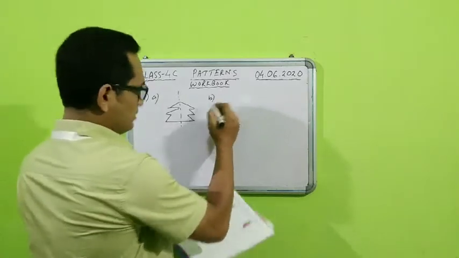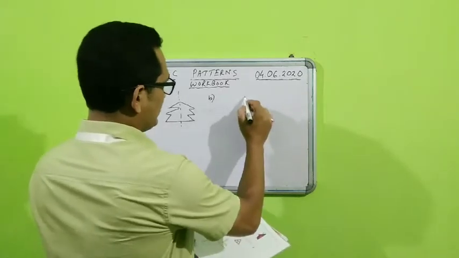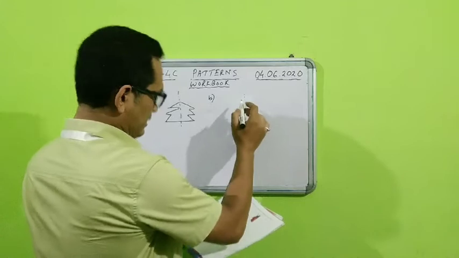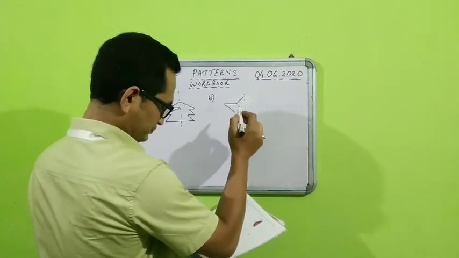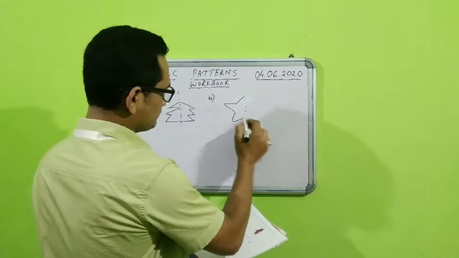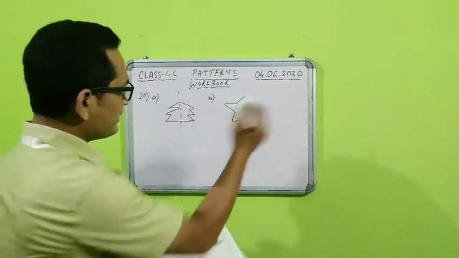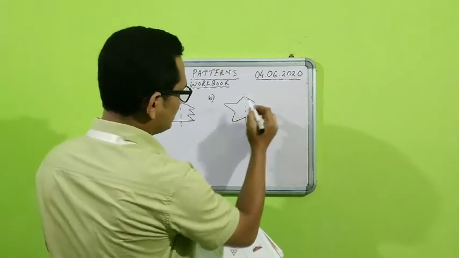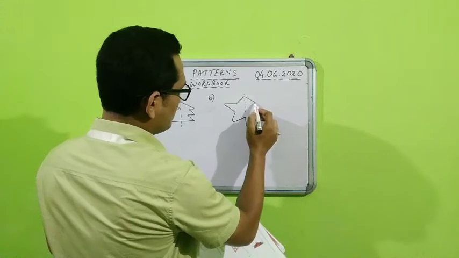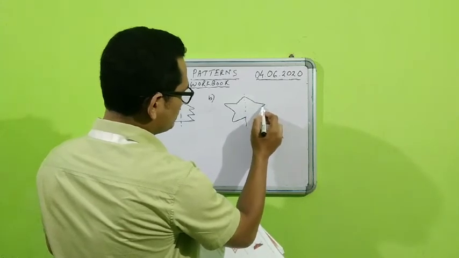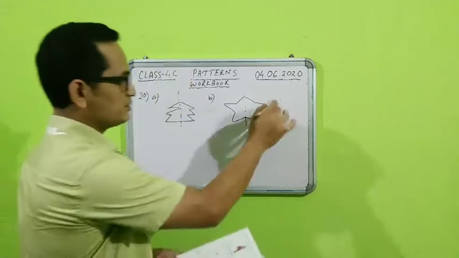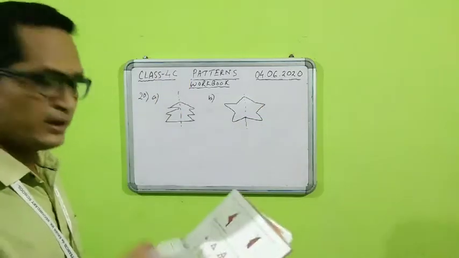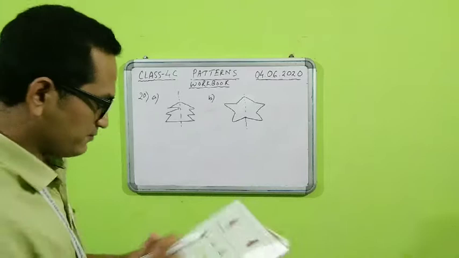Question number B is again a vertical line of symmetry, and the figure drawn is something like this. So we need to draw the remaining half. The remaining half will be like this. Then it will go and it will come like this. So this will be the remaining half. You can do it in your workbook itself.